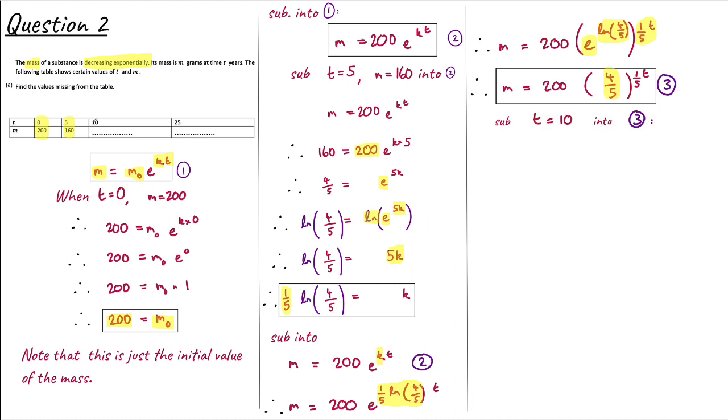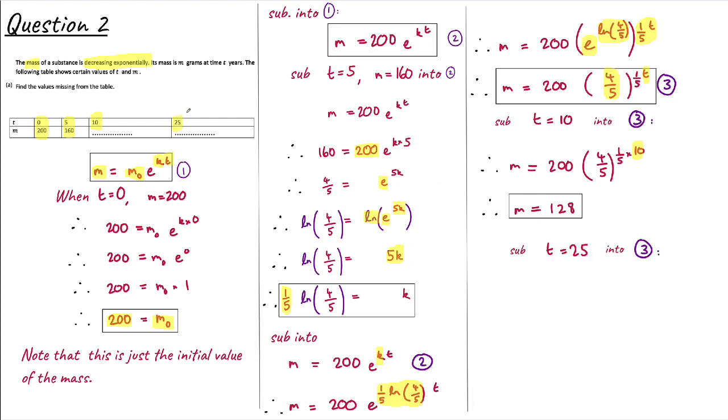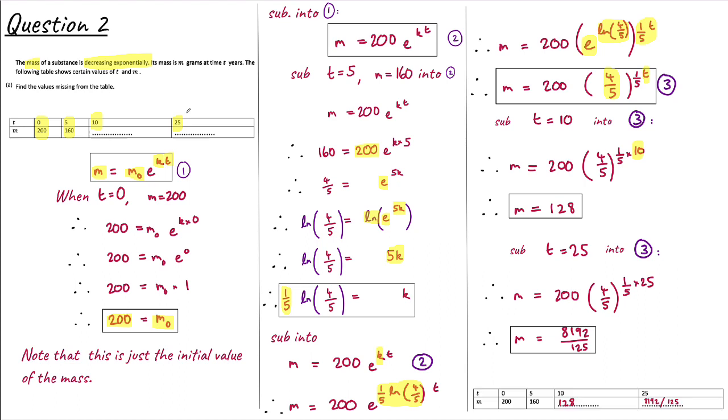Finally, let's substitute in t equals 10 from the table to give us the missing value of m. So subbing in t equals 10, we get this. And from my calculator, I get m equals 128. Next, let's substitute in t equals 25 into equation number 3. And once again, with a bit of help from the calculator, we end up with this value. So we can fill in the missing values from the table.